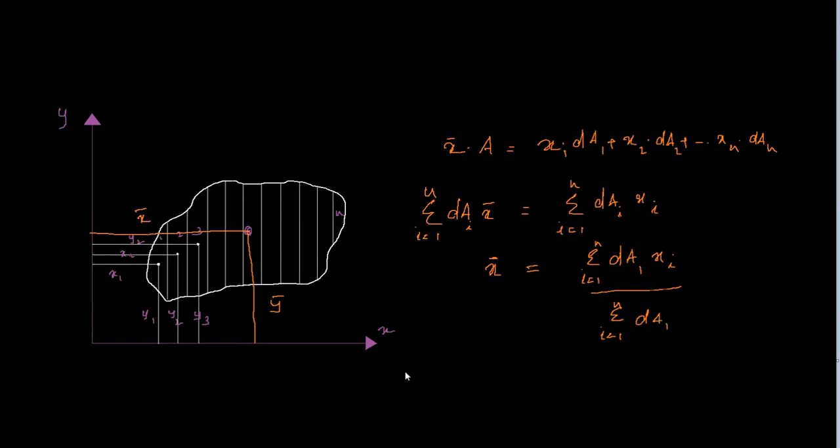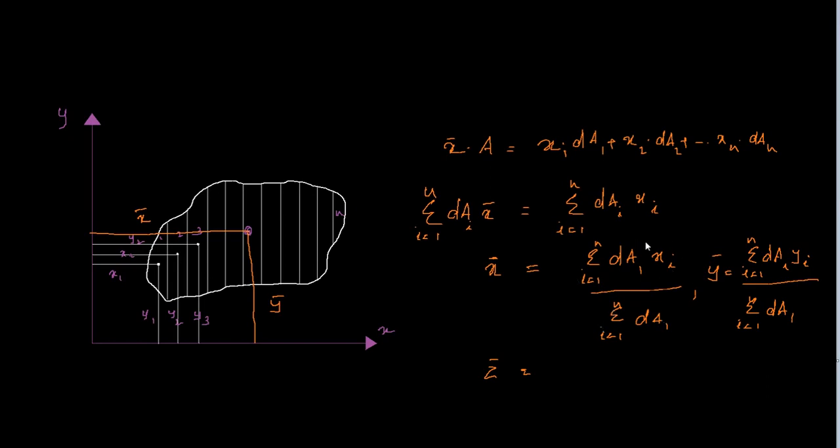And you can write the equation for y bar as y bar is equal to summation i equal to 1 to n of dAi yi over summation i equal to 1 to n of dAi. Also you have z bar is equal to the same, just replace this x with z. So that's all you need to do. You can find x bar, y bar or z bar, or any distance to the centroid of a body using this equation.